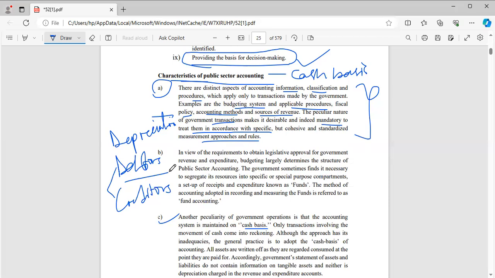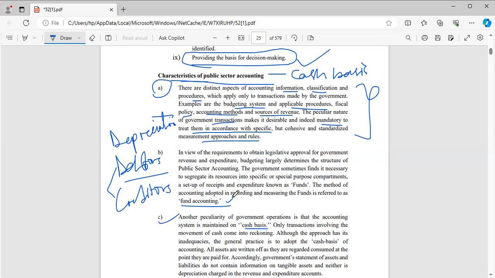So these are the characteristics of public sector accounting. Another characteristic is that most of the terminologies in public sector are not applicable in private sectors. For example, you hear the words environment, fund accounting. All these terminologies are peculiar to public sector. Look at it here, fund accounting. The method of accounting adopted in recording and measuring funds is referred to as fund accounting. So government makes use of fund accounting, but private sector makes use of proprietary accounting. Please bear that in mind.